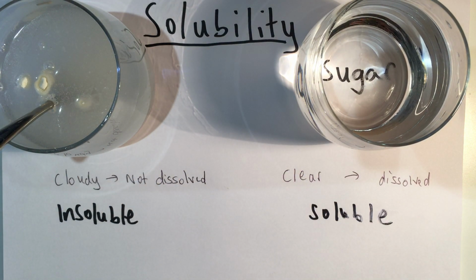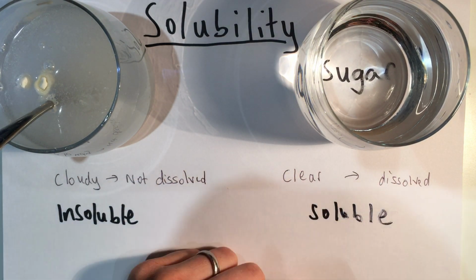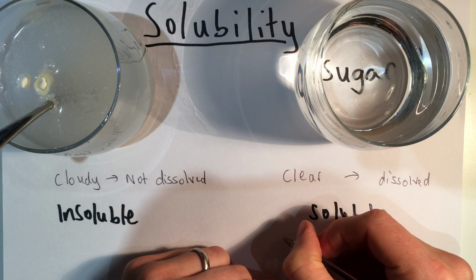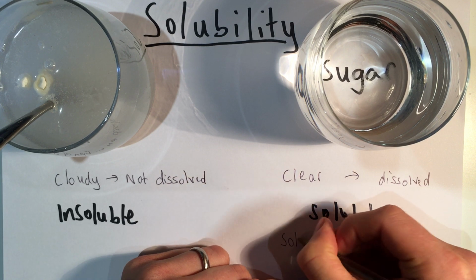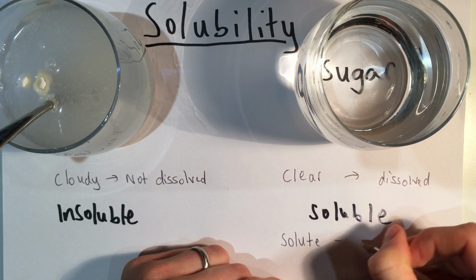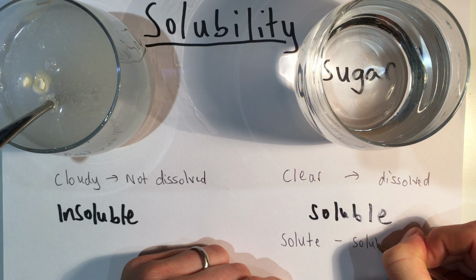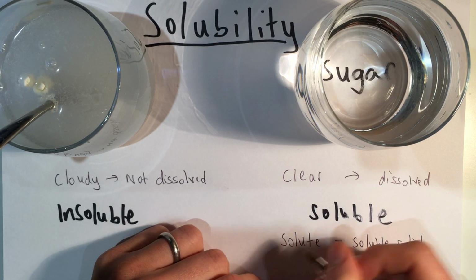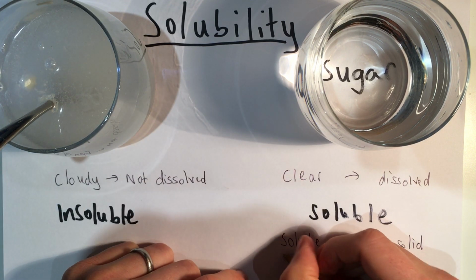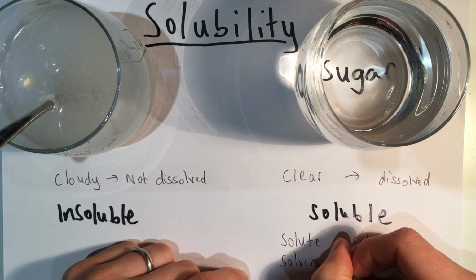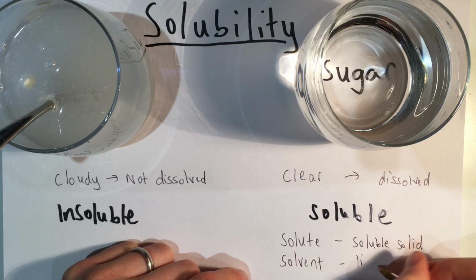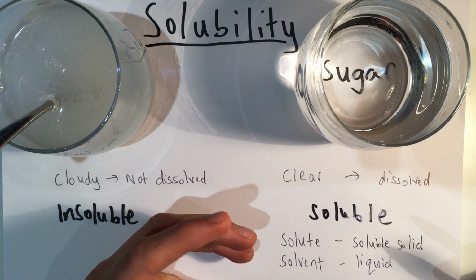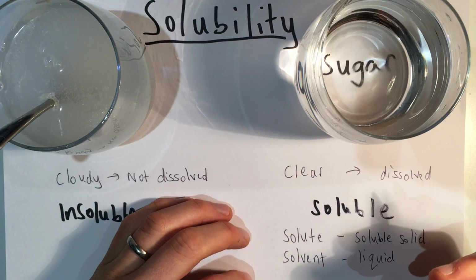Some other important terms with the sugar: because it dissolved, we call the sugar the solute, and solute means a soluble solid. Lots of words that begin with S. We call the water, the liquid, a solvent. So a solvent is any liquid that a solute dissolves into. It can be other liquids, but water is a very common example.